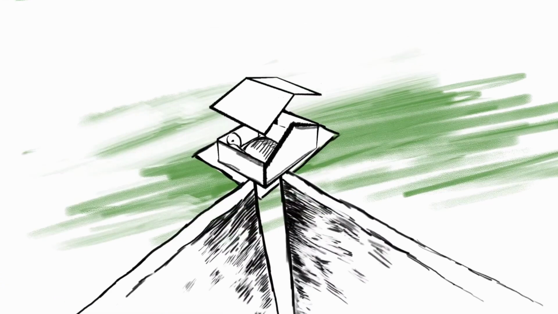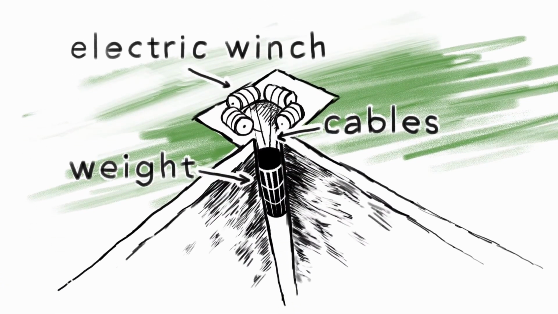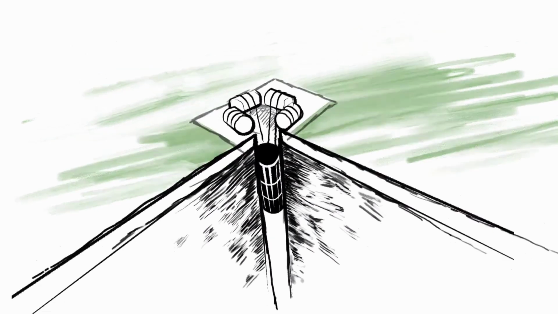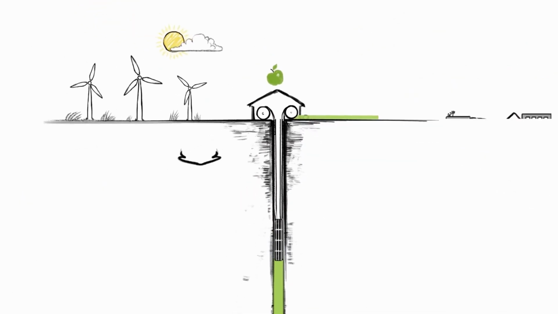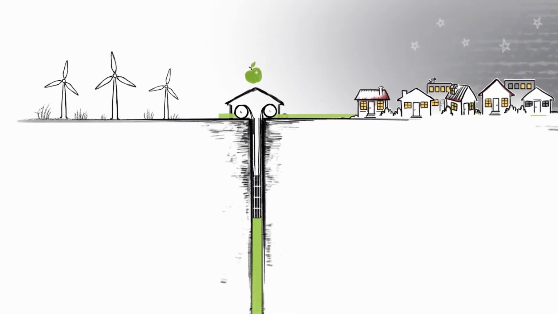When there's excess energy on the national grid, winches raise a heavy weight to the top of a vertical shaft, storing electricity as potential energy. When demand rises, the weight is lowered and the winch motors act as generators to deliver energy back to the grid.